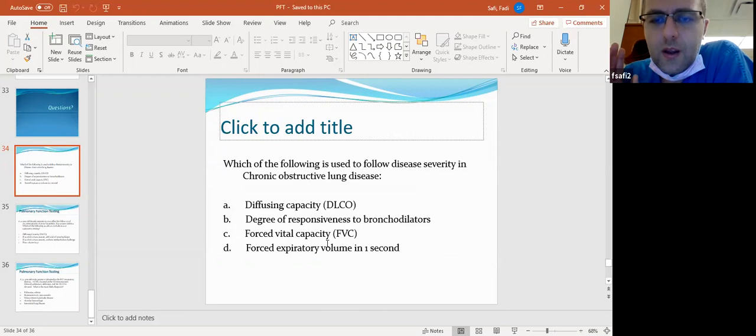If it's normal, above 80%, it's mild. If it's between 50 and 80, it's moderate. If it's between 30 and 50, it's severe, and if it's below 30, it's very severe.